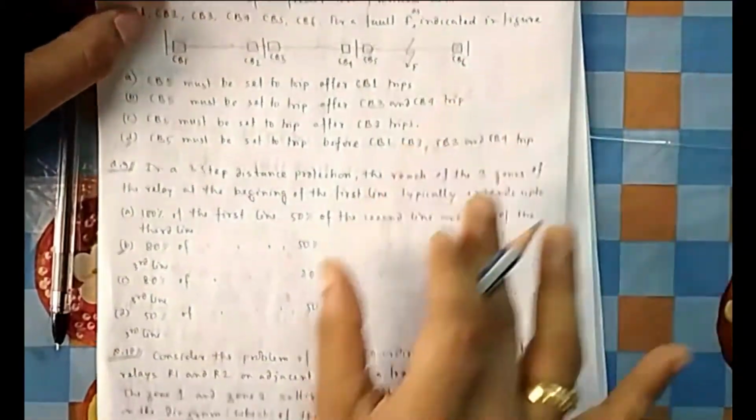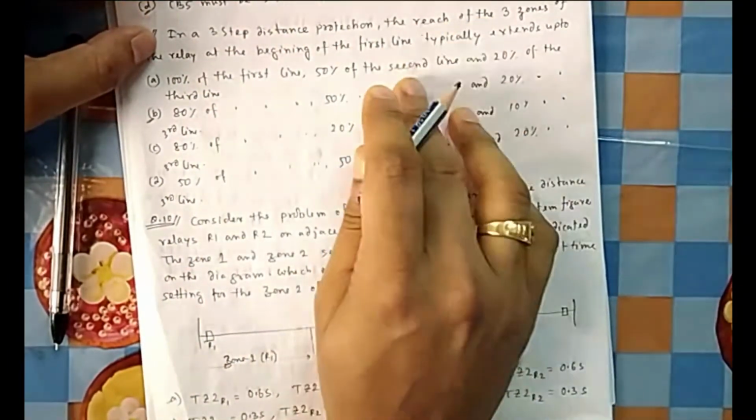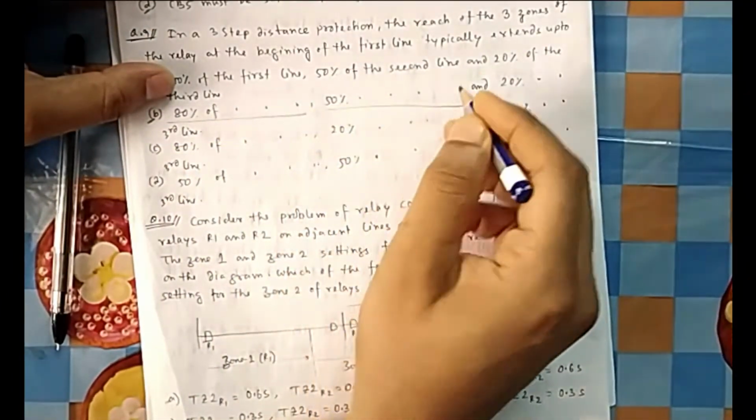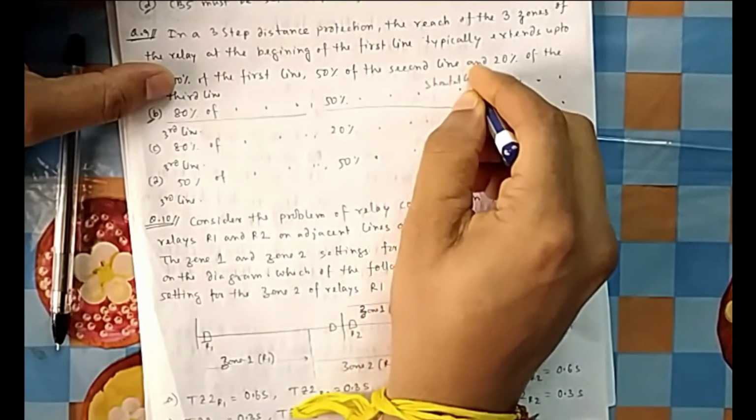Number 9, in a 3-step protection. Again, in 3-step protection I am giving a link. You will find it there. In 3-step protection, the first step is 80% of the first line, and the second step is 50% of the second line, and more specifically, it is 50% of the next shortest line.